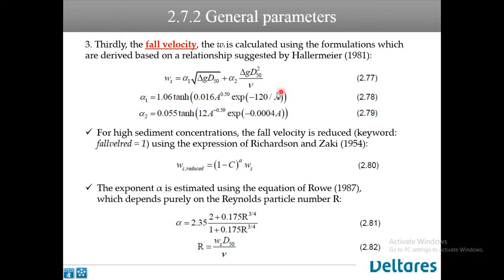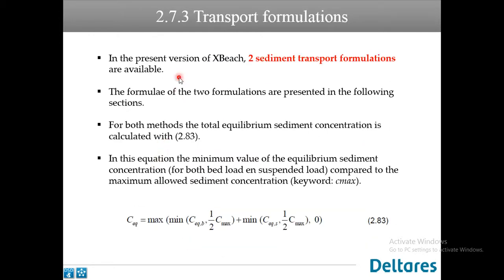A is surface area. So for high sediment concentration, the fall velocity is reduced using the expression of Richardson. And the exponent alpha is estimated using the equation of rho, which depends purely on the Reynolds particle number. So Reynolds particle number ni nak tunjukkan sama ada satu flow tu is turbulence or laminar. Laminar. Okay.